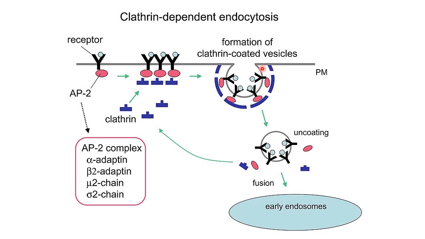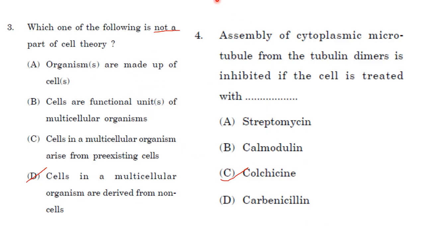These clathrin coated pits will bud off and form clathrin coated vesicles. Then they will fuse with the early endosomes, and the acidic pH of the endosome will dissociate the ligand from the receptor, and it is sorted out for recycling or degradation by lysosomes. So that is clathrin dependent endocytosis. Then next one.